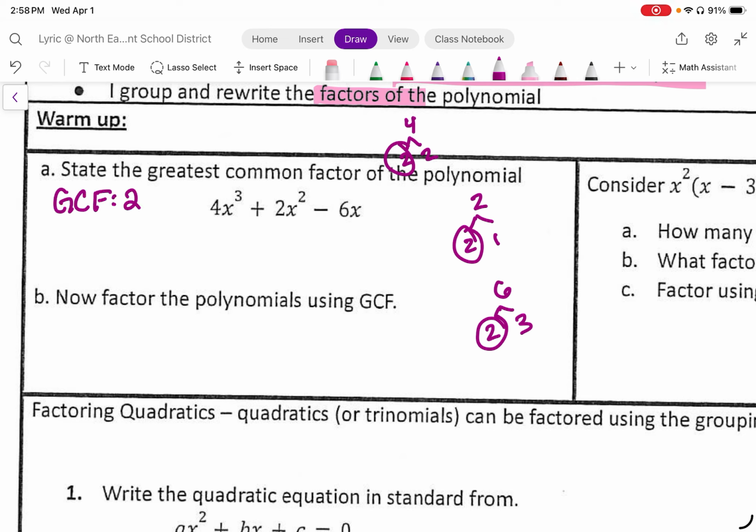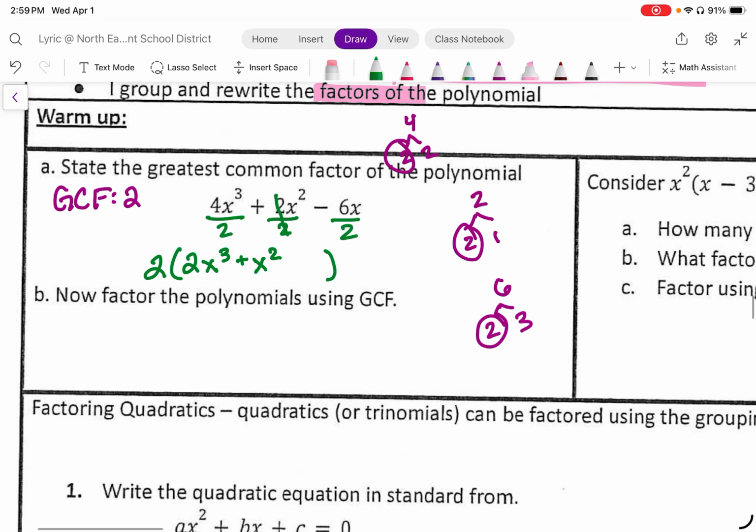So we are going to factor out the 2 from all three terms. What that means is we're pretty much going to divide all these by 2. And the 2 doesn't disappear. It goes in front of our new simplified polynomial. So here we have 4 divided by 2, which is 2x cubed. Then we have 2 divided by 2, which is 1, leaving us with x squared. And negative 6 divided by 2 is negative 3x.